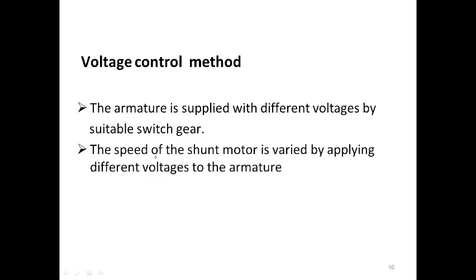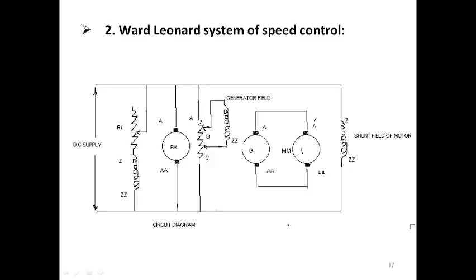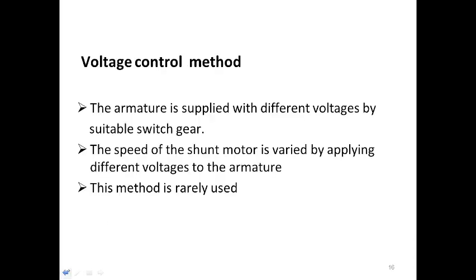Here the speed of the shunt motor is controlled by applying different voltages to the armature. This method is used rarely. If we look at the diagram, here we are having the field winding, and here is the armature of the shunt motor.